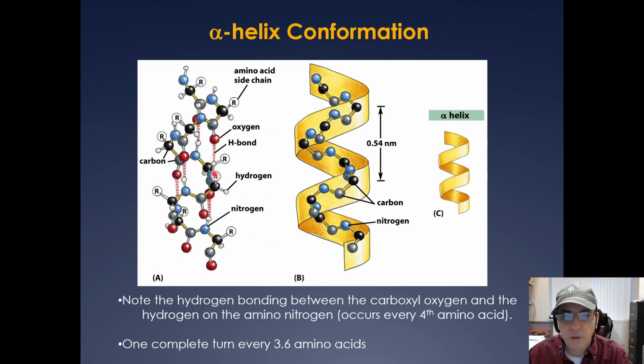So you get this carboxyl oxygen hydrogen bonding with the amino nitrogen, and this occurs once every 4 amino acids. If you follow this around, you can see and count them, and it occurs once every 4 amino acids. So ultimately, one complete turn of the alpha helix occurs once every 3.6 amino acids. And this is just a ribbon diagram of what the alpha helix looks like.